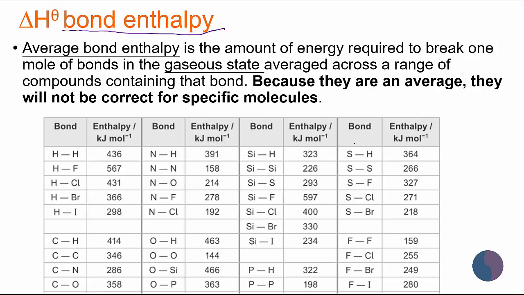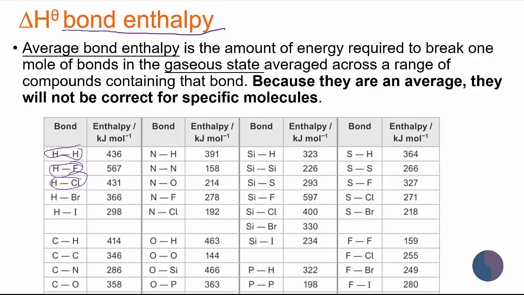So what we've done is, because we've got so many different types of reactions that we've got enthalpies for, we can work out what the enthalpy of every different type of bond is. Now, it's slightly different for different reactions. It's basically an average. So average bond enthalpy is the amount of energy required to break 1 mole of bonds in the gaseous state, averaged across a range of compounds containing that bond. And so it won't be 100% accurate, but it's not too bad.